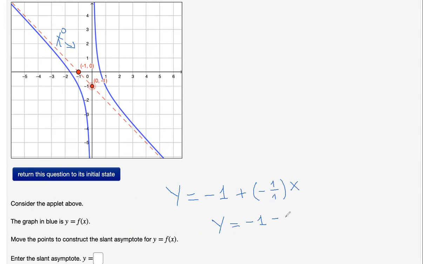So -1x, we don't have to write the 1 there. So y equal -1 minus x should be the equation of our slant asymptote.